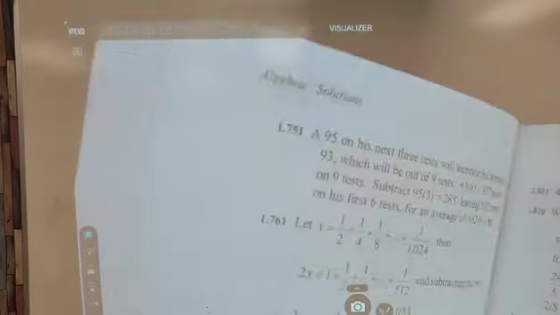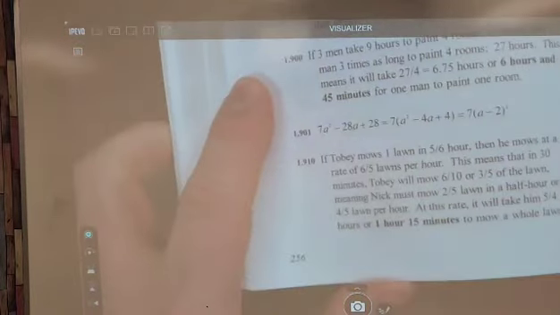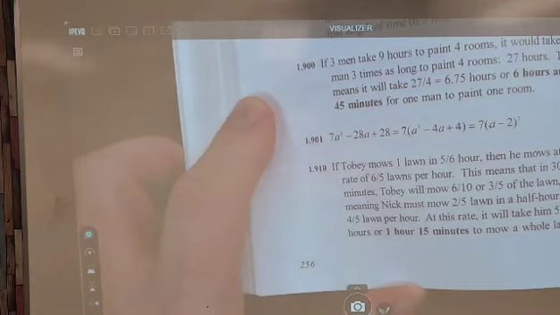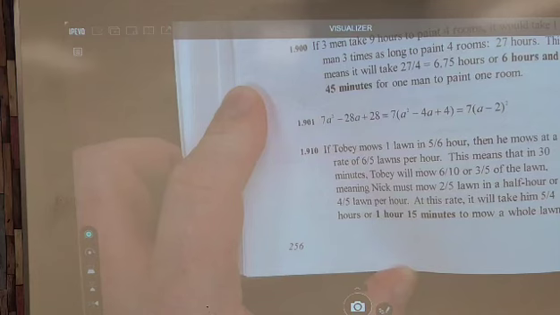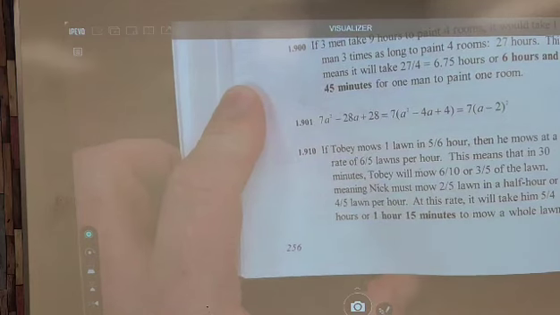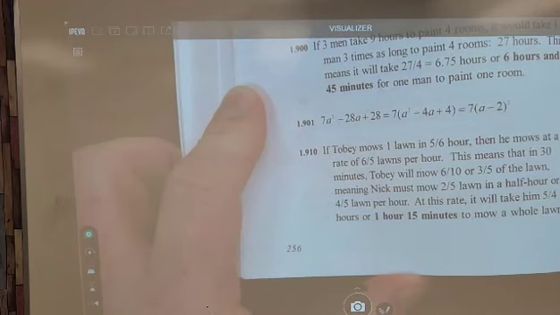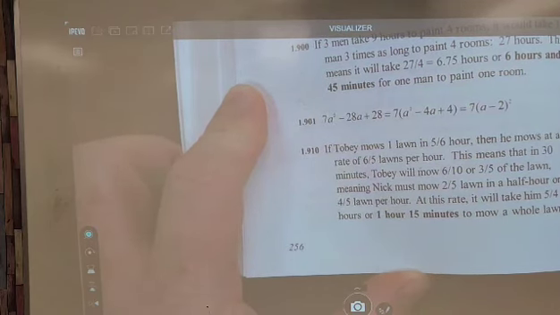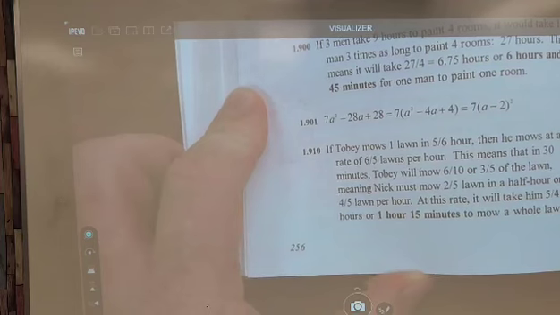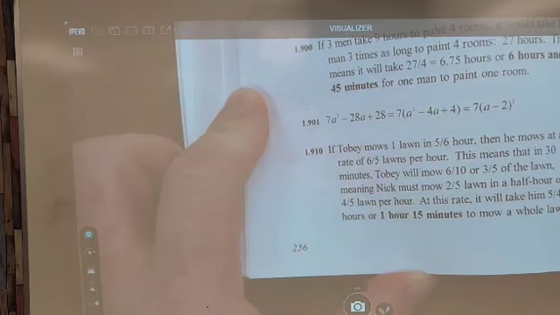All right. So here's what they give us as the solution to this. If Toby mows one lawn in 5/6 of an hour, then he mows at a rate of 6 over 5 lawns per hour. This means that in 30 minutes, Toby will mow 6/10 or 3/5 of the lawn, meaning Nick must mow 2/5 of the lawn in half an hour, or 4/5 lawn per hour. At this rate, it will take him 5/4 hours or 1 hour and 15 minutes to mow a whole lawn.